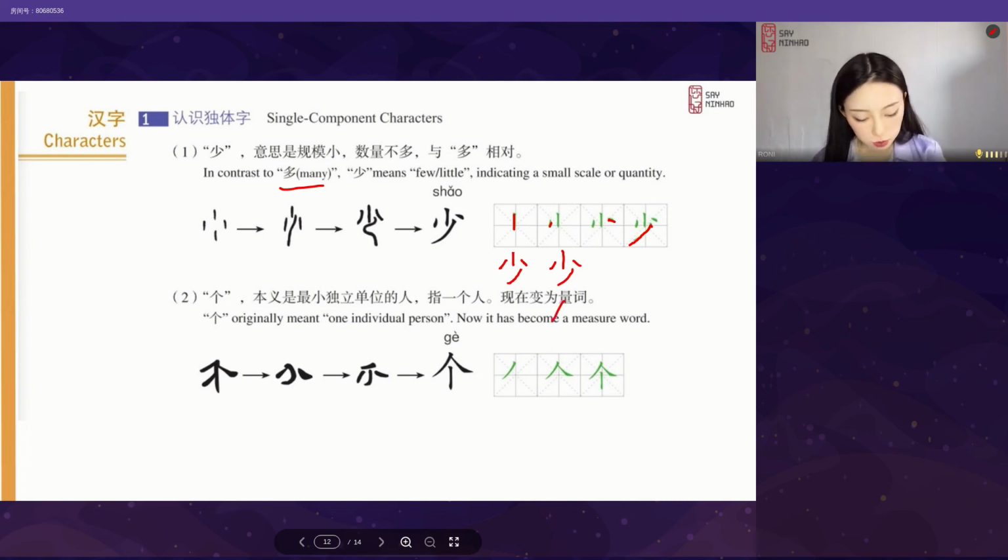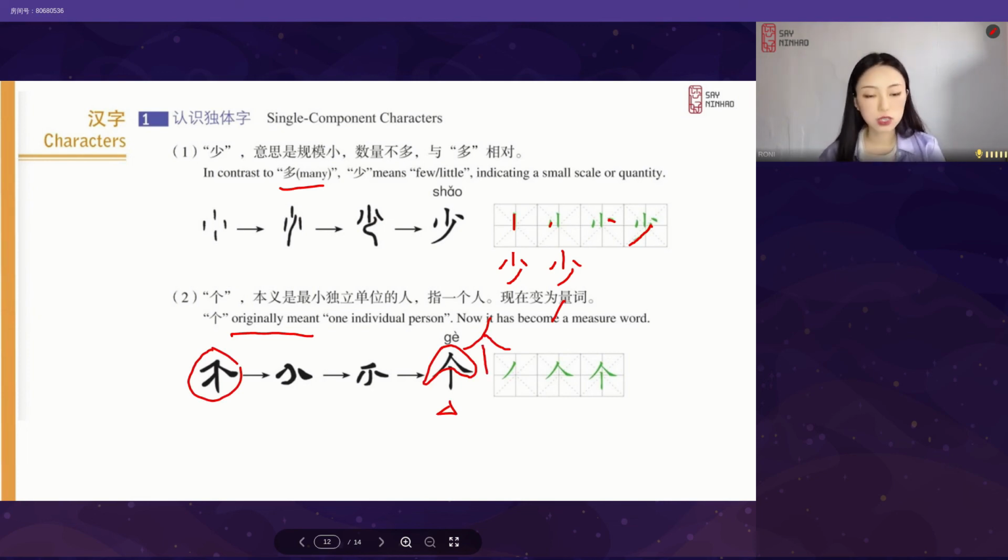Okay. Now let's move on to the next word, which is 个. 个, the general measure word. You can see it actually originally meant one individual person. You can see this one looks like this, and now it looks like this. We can see this part is still a person, right? 人, it is written like this. And if we put a vertical after it, then it becomes 个.